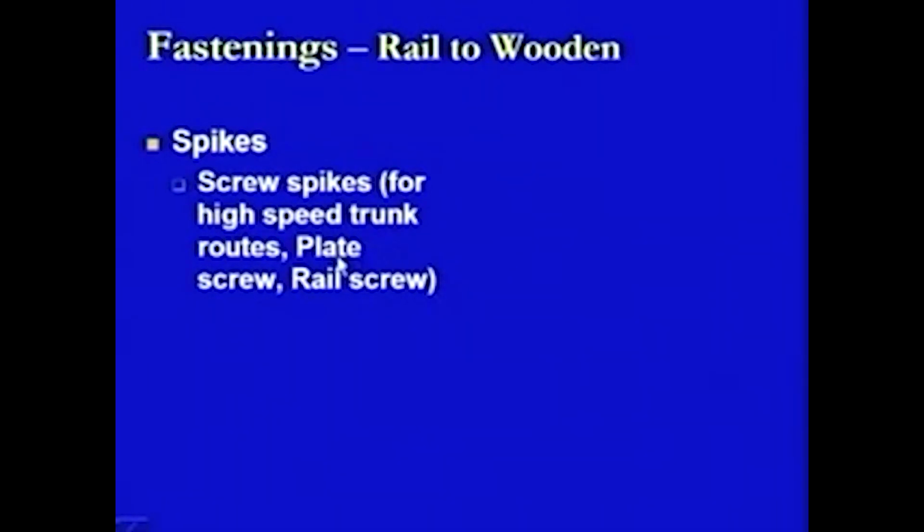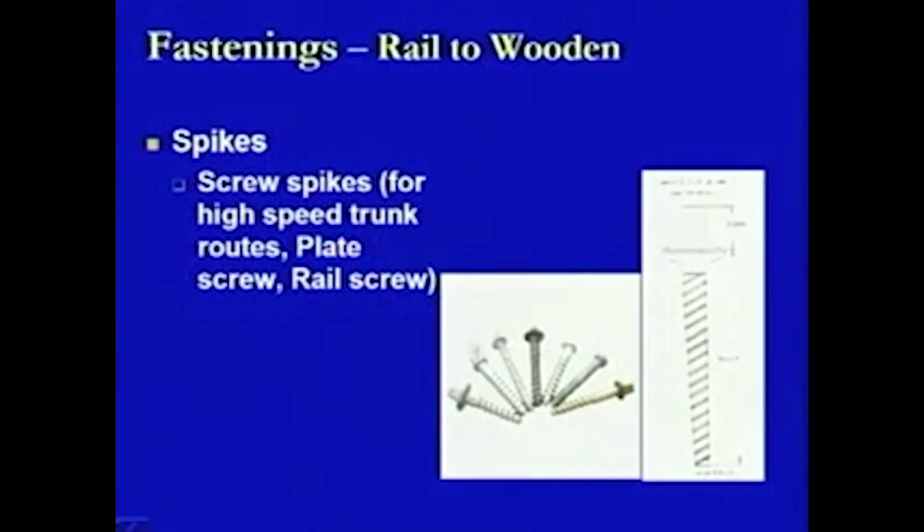In the case of this plate screw, we are using a plate along with the spike or the screw. That is why the name plate screw is being given, whereas the rail screw is the spike or the screw which is directly fitted with the rail section just through its hole. In this case, these are again of a similar sort of condition as we have seen in the case of the bolts. This is the diagram where the screw spike has been shown.